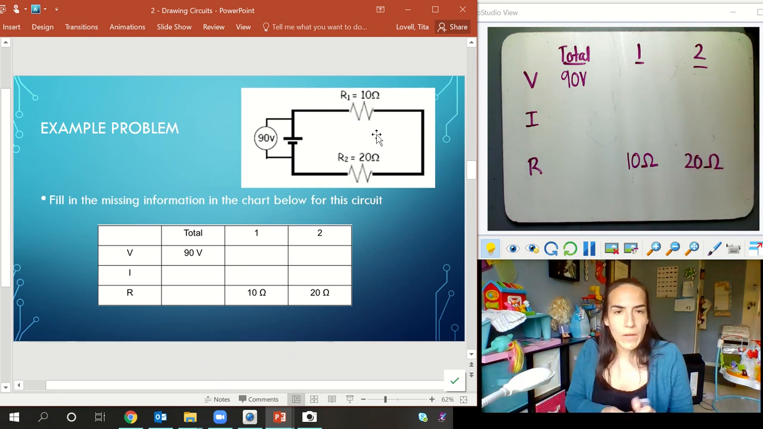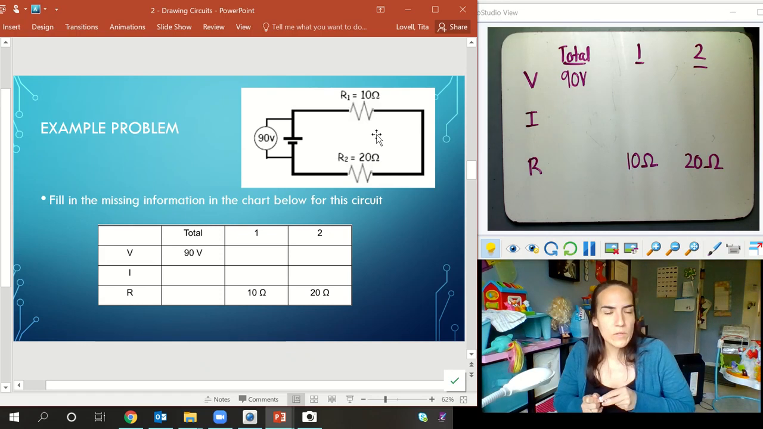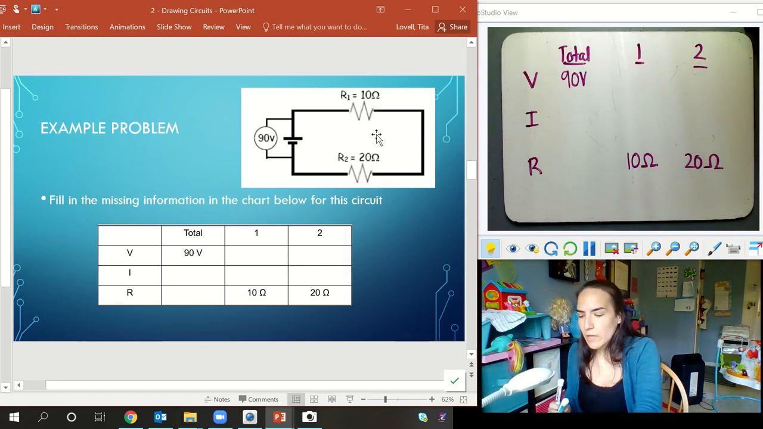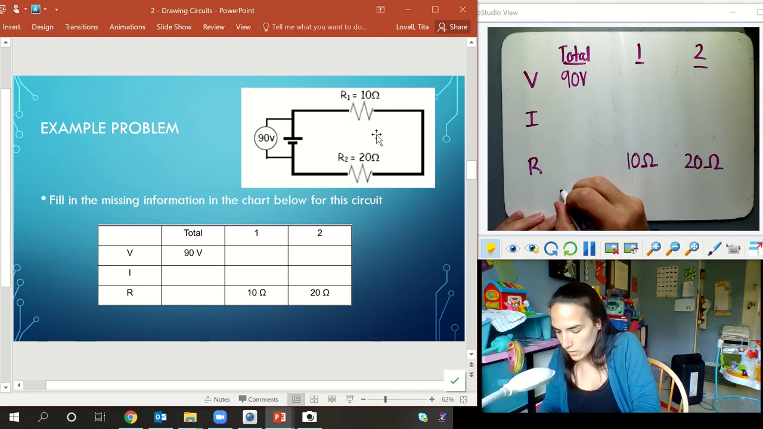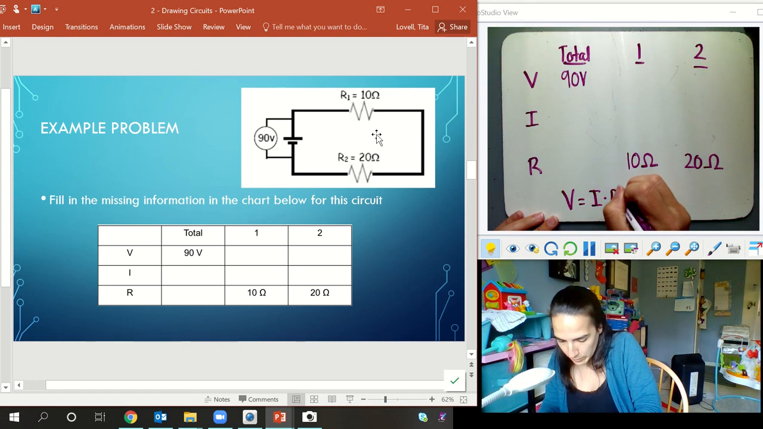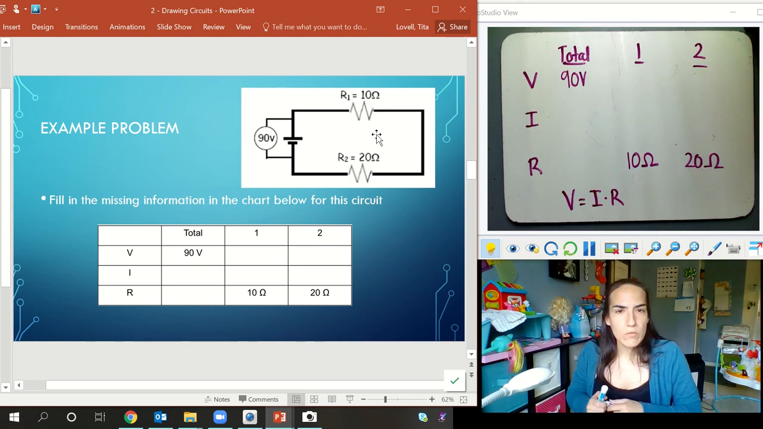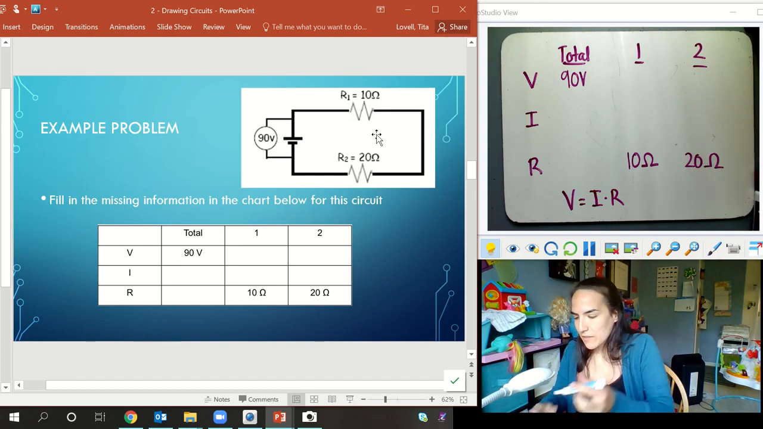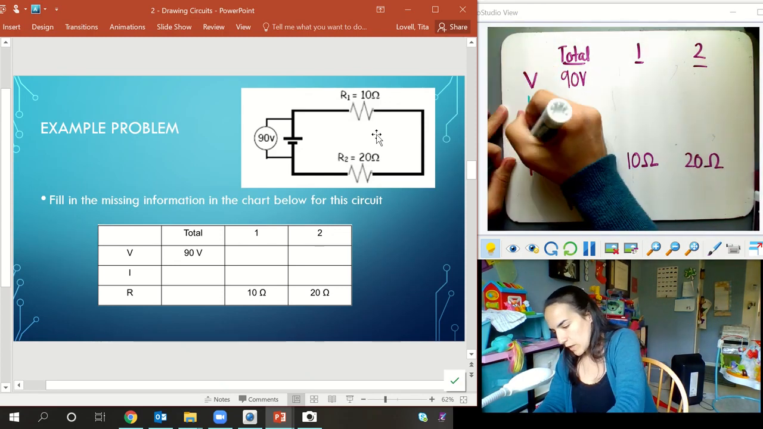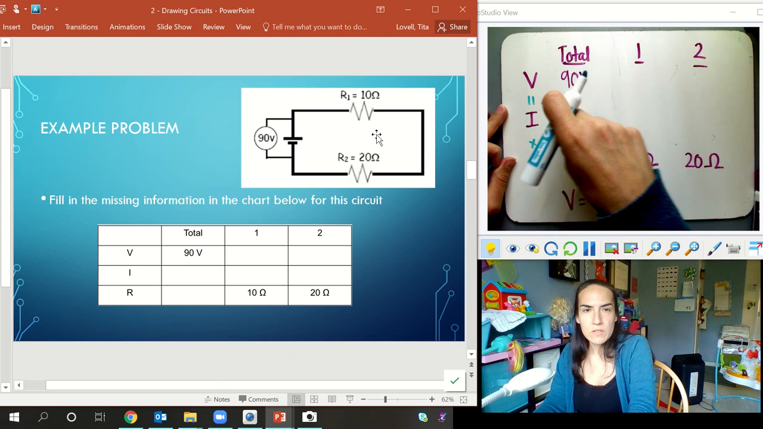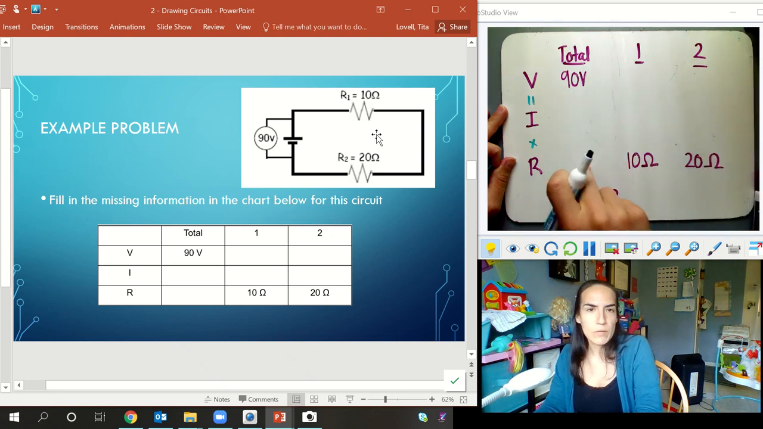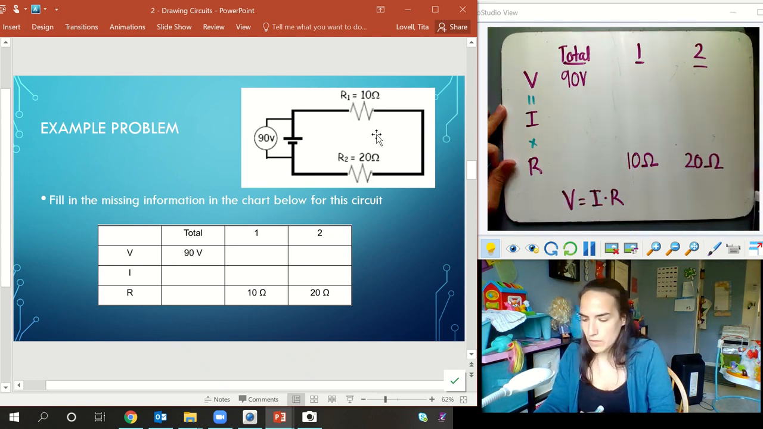Going back to our understanding of how we solve this circuit, I want you to think about when we look down the column, we know that thanks to Ohm's law, V is going to equal I multiplied by R. So when you're looking down the column, V is equal to I times R. Whatever the top line is always going to equal whatever the second row is multiplied by the third row. So that's how we look at those three things.